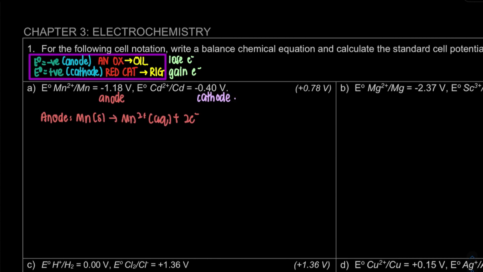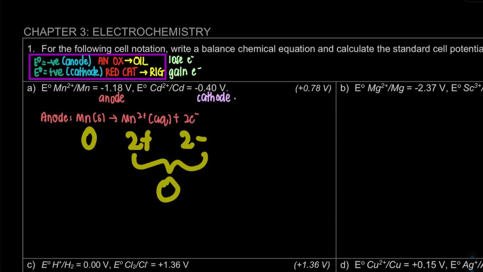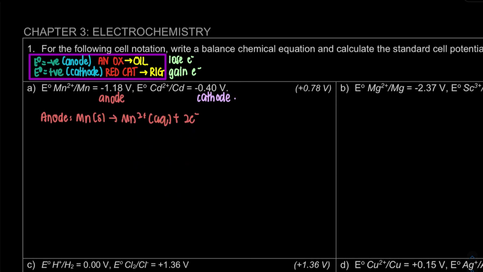Then check, is it balanced? So here is 0, here is positive 2, here negative 2. When we add up these two values, it is balanced where on both sides the charge is 0. Remember, if the equation is not balanced, don't change the electron, because for electrons, make sure oxidation loses and reduction gains. We have to change the position of the species. Okay, that is for the anode.